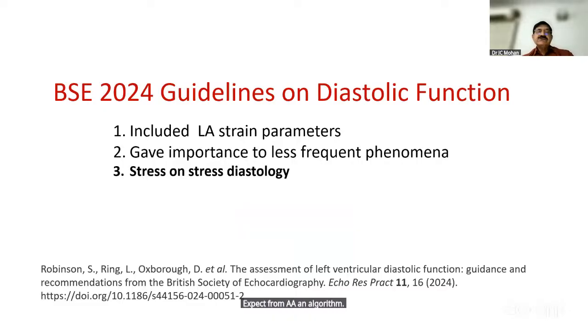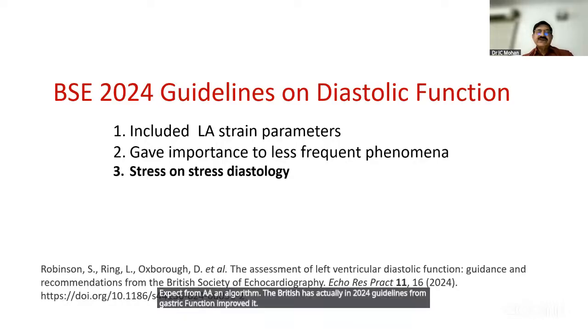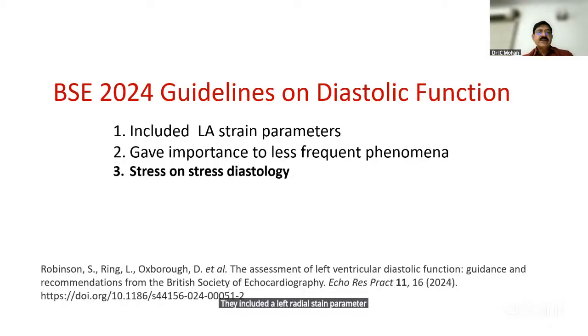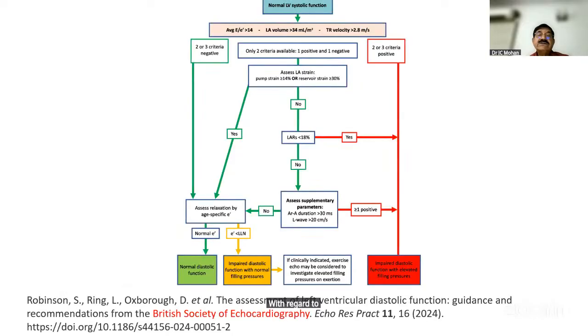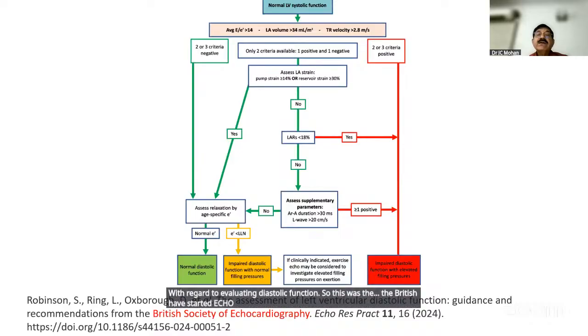The British Society in their 2024 guidelines on diastolic function improved it. They included a left atrial strain parameter, and of course, they gave importance to less frequent phenomena also. They stressed stress diastology. What was more important was they defined the E prime as age dependent, and sex dependent to some extent, which I think was a major advance with regard to evaluating diastolic function. So this was the British Society echo algorithm. They were still looking at all those three criteria.